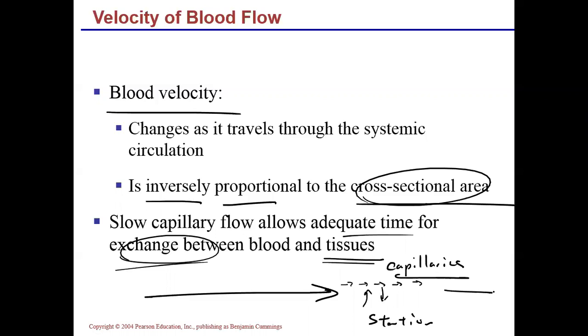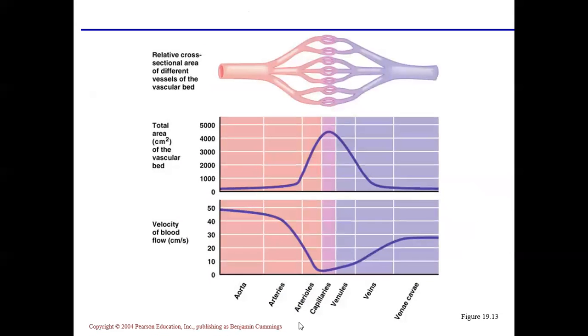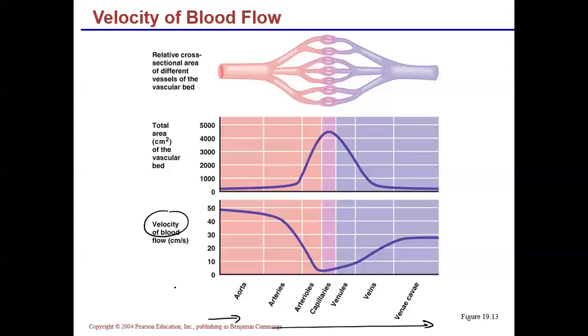And then, boom, they're going fast again. So if we take a look at the graph right here, on the x-axis you can see different blood vessels, and on the y-axis you can see the velocity. Velocity is the lowest in the capillaries, which makes perfect sense, by the way. One, because they have the highest cross-sectional area.